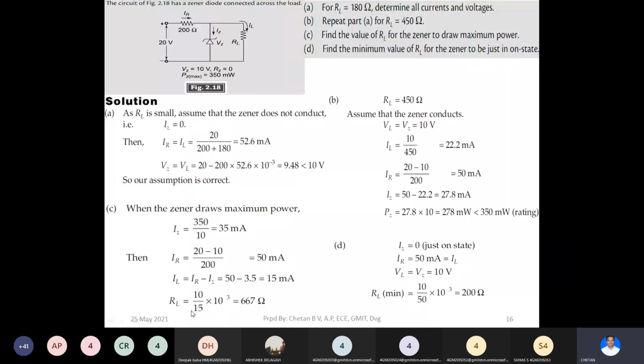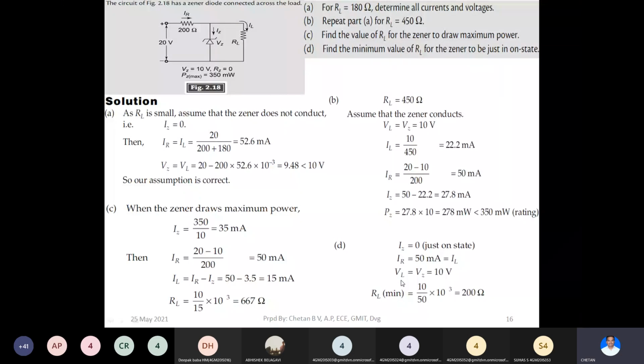Then the last part is find the minimum value of RL for the Zener to be just in on state. For the diode to be just in on state, this IZ is very small value. You will have the voltage across this VZ to be 10 volt, right? So IZ is very small value. You can assume that IZ is 0, but the diode is slightly on, just on. So try to find out IR. IR is the same, like you have found out IR here. It will be the same 50 milliampere. As this IZ is 0, you can assume that IL is almost nearly equal to IR. Therefore, IL and IR both are equal to 50 milliampere.